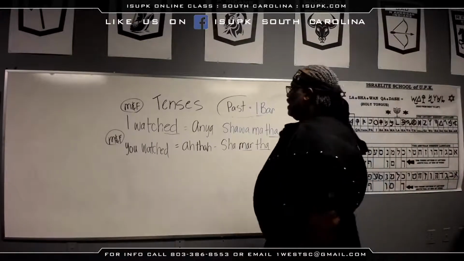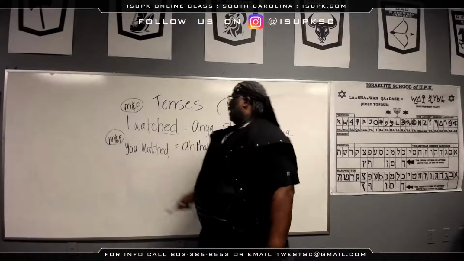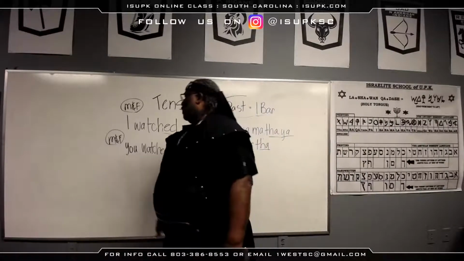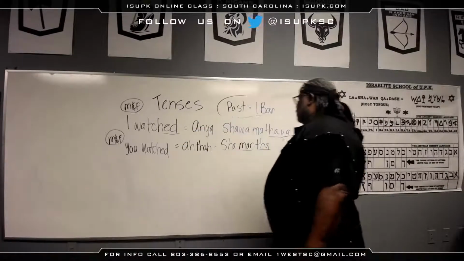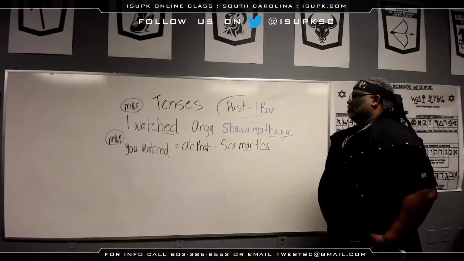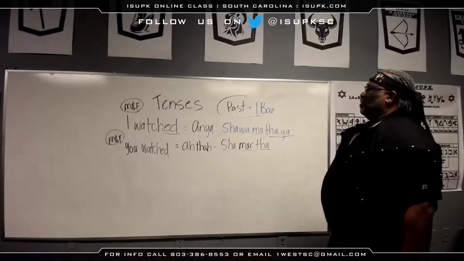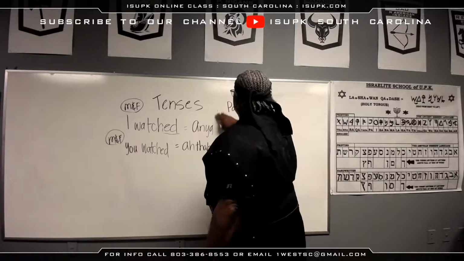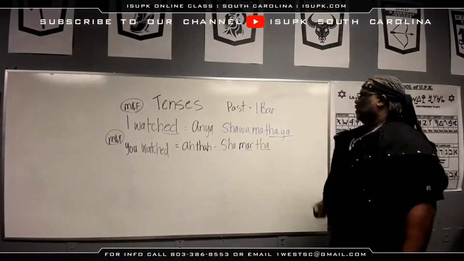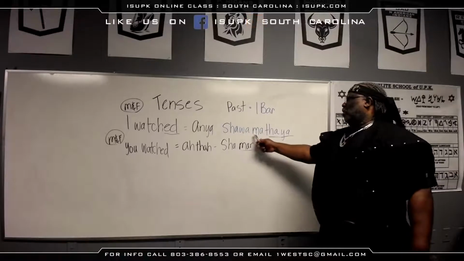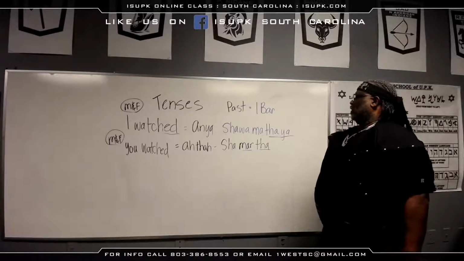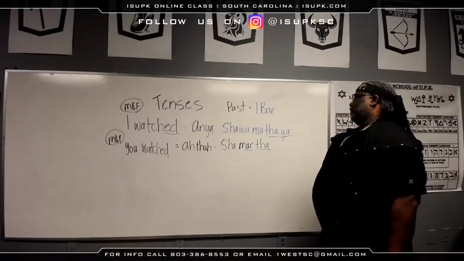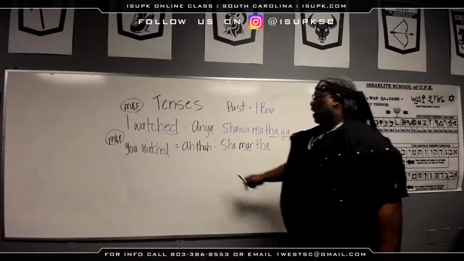But if you notice, Anya, I. Use the I all the time. Anytime you use you, it's Atha. Okay, masculine or feminine. In this case, Shamartha. I watched, because this is past tense, so you got to be careful there. It's going to be hard to remember those because it's hard for me to remember sometimes. But you see the base word, Shamar. Shamarta Anya. I watched. Shamarta Anya. You watched. Ata.